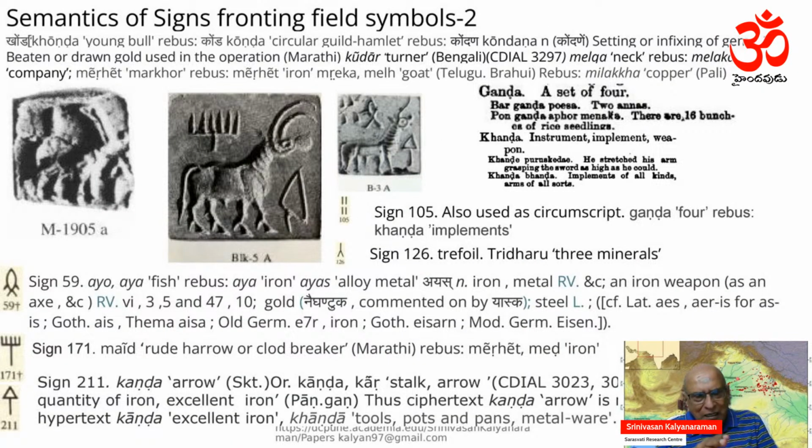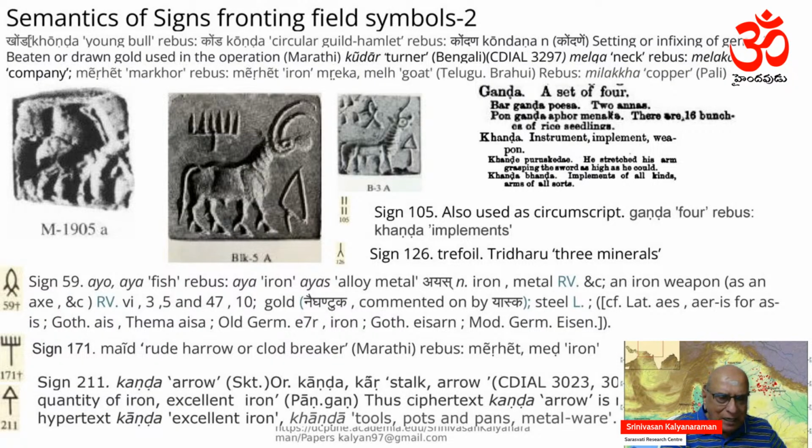Now the sign fronting the animals is just an arrow. What is an arrow? Sign 211, Kanda, arrow. Warrior, Kanda, stalker arrow. CDL 3023. Kanda is quantity of iron, excellent iron. Thus, the ciphertext Kanda arrow signifies Kanda excellent iron, Kanda tools, pots, pans, and metalware.